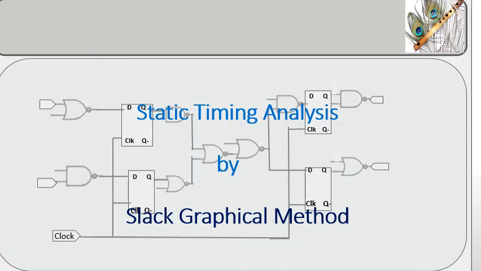The slack graph method is a principal implementation in static timing analysis. It begins by plotting required arrival time and actual arrival time across nodes. Slack is defined as RAT minus AAT, showing margin at each point. Positive slack indicates timing safety, while negative slack highlights violations.